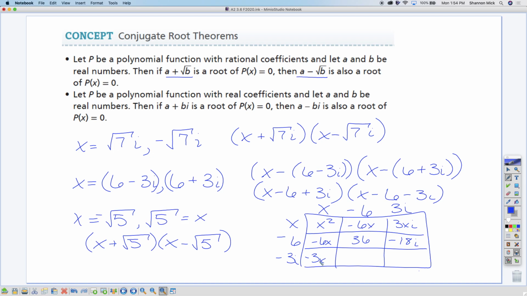I know I'm going really fast, but 18. Oh, there's an i. Yes? And then minus 9i squared. So my 18 and my 18 reduce, my 3 and my 3 reduce, and this i squared makes that 9 a positive. So I have x squared minus 12x plus 45.